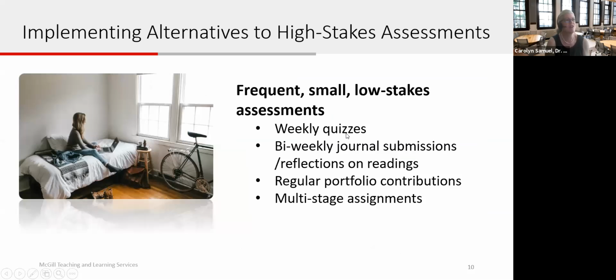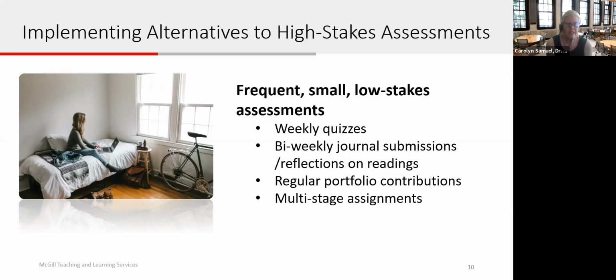Okay, so we're going to look at how we can design for academic integrity. You might consider implementing, as we said, alternatives to high stakes assessments, and those might be frequent, small, low stakes assessments, such as weekly quizzes. Now, weekly quizzes can be done automatically in my courses. They can take different forms. They can be multiple choice questions, short answer questions, or longer answer questions, but it's the idea of students keeping on track with their work on a regular basis.